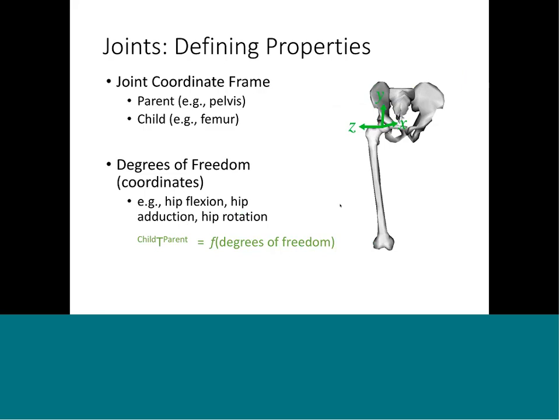We next define the degrees of freedom, or coordinates, that parameterize the motion at the joint. And these degrees of freedom define the transformation matrix between the child and parent frames that will determine the relative orientation of the two bodies. So for example, in this case, we may want to define a 3-degree of freedom hip joint between the femur and the pelvis, and we want to parameterize those by hip flexion, hip adduction, and hip rotation.